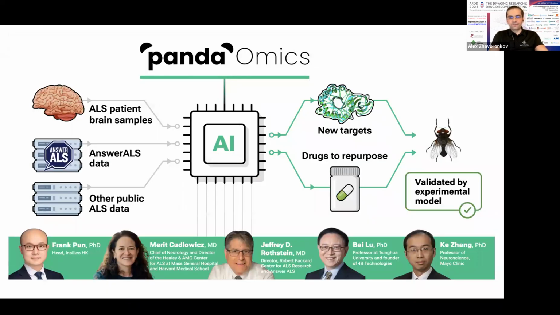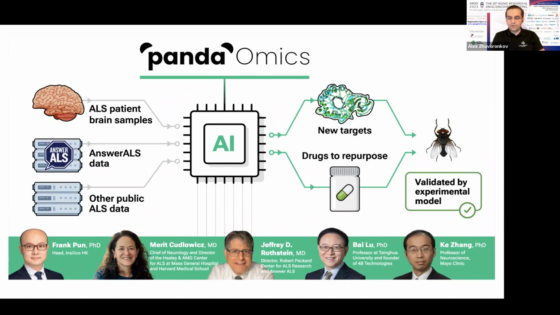And we decided to run an experiment using PandaOmics, utilizing Answer ALS consortium data. For that, we partnered with the wonderful consortium leaders, Merit Cudkowicz, the chair of neurology at Harvard, and Jeffrey Rothstein. By the way, follow his research and look at his lectures. He's brilliant when it comes to target discovery, and Merit as well. But Jeffrey is just a nominal knowledge base for targets. He was the co-founder of the Answer ALS Consortium and the head of the Brain Institute at Hopkins.